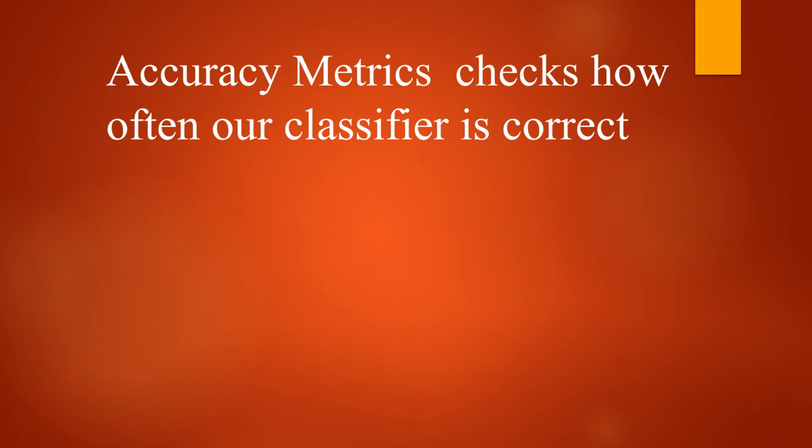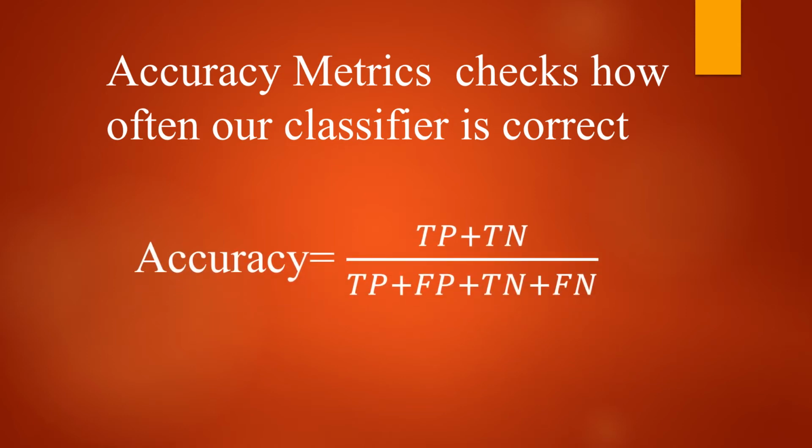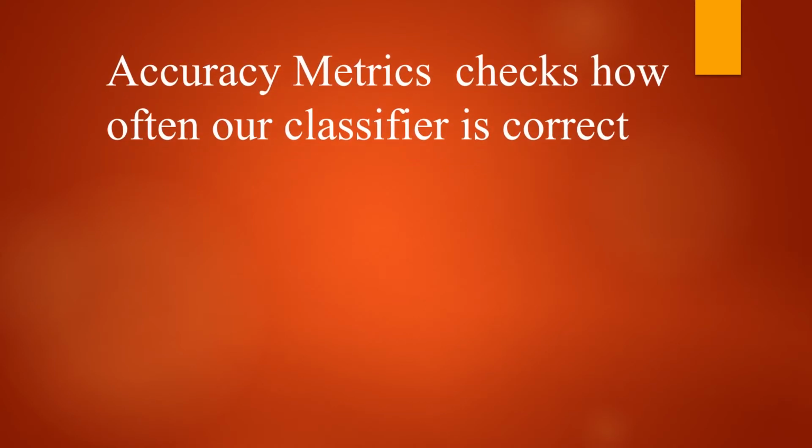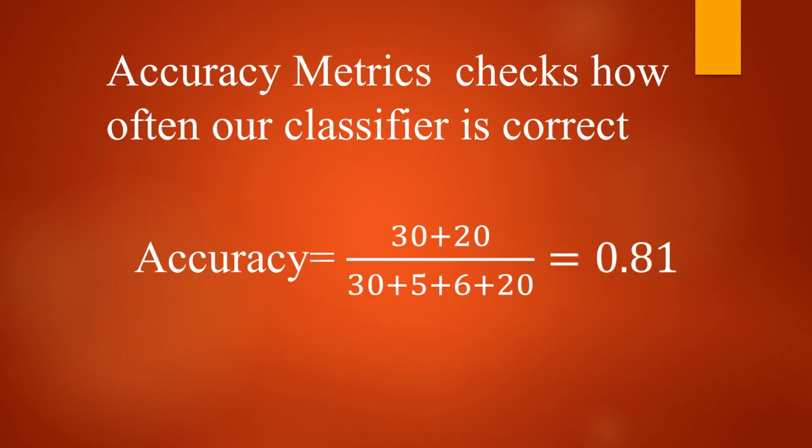Now, let's learn about metrics. The first matrix that we are going to learn is accuracy matrix. What does accuracy matrix do? It checks how often our classifier is correct. Accuracy is given by the following formula. True positive plus true negative upon true positive plus false positive plus true negative plus false negative. Now let's apply this accuracy formula onto our confusion matrix. So we get 30 plus 20 upon 30 plus 5 plus 6 plus 20 is equals to 0.81.